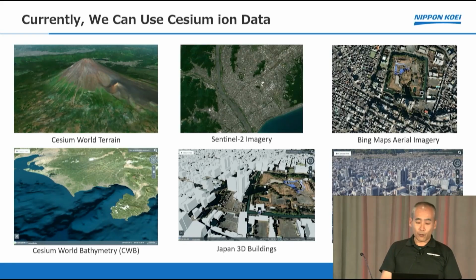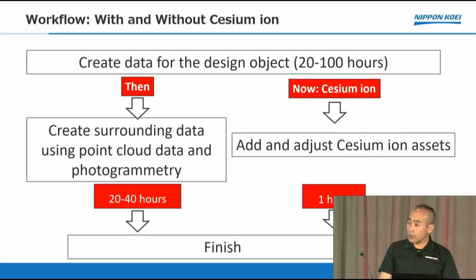And now we have Cesium ion. Creating the 3D model of a design object usually takes anywhere from 20 to 100 hours. Building the surrounding environment took another 20 to 40 hours. But now, with Cesium ion, we can get it in under an hour. That is a huge time saver.